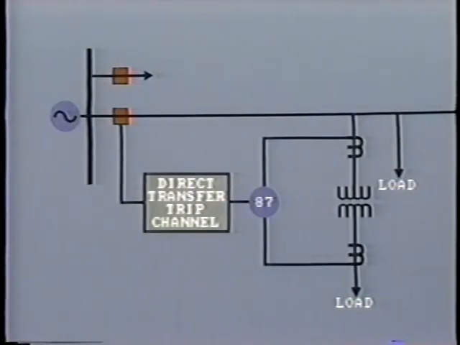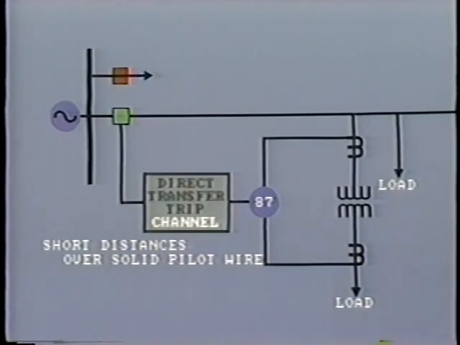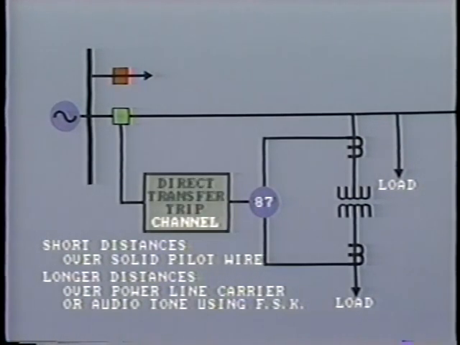This diagram shows the arrangement for a transformer with no local breaker on the high voltage primary. Operation of the differential relay 87 initiates a signal to trip the line breaker at the remote substation. As there is no supervisory relay at the breaker end, this is known as direct transfer tripping. For short distances, the tripping signal would probably be DC over a solid pilot wire. For longer distances, PLC or audio tone systems are generally employed using FSK.